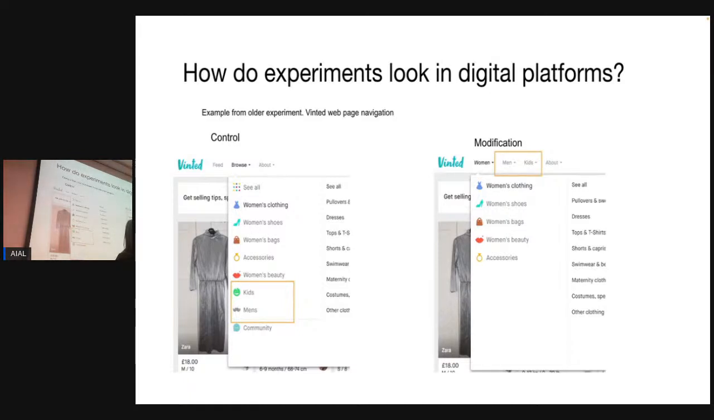So this is the example of how a simple experiment might look. And now you know that men's and kids are kind of large categories in Vinted, and yeah, the gaming version was scaled. So now I will talk a bit about the framework of experimentation.